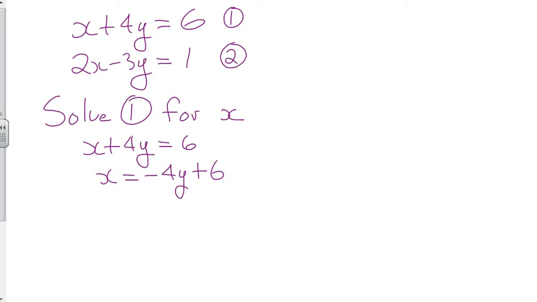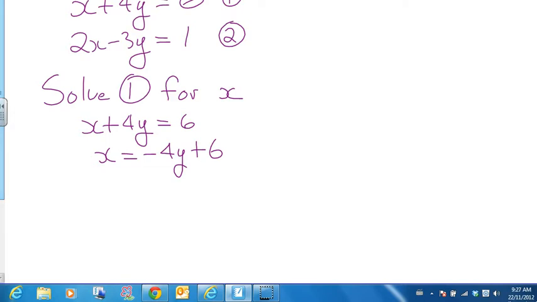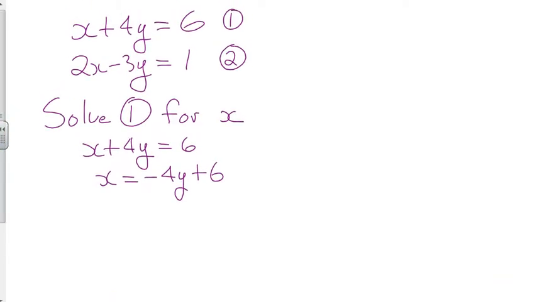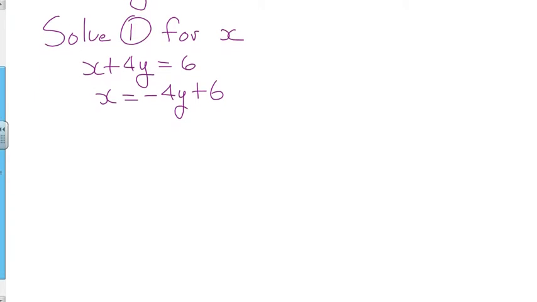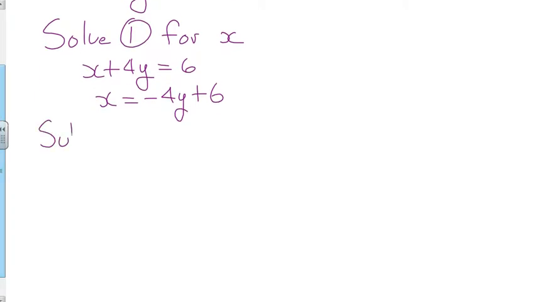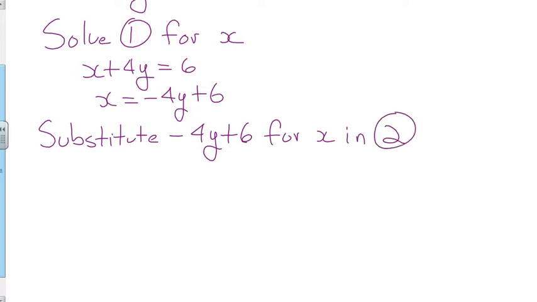Next, we're going to substitute. So what an equal sign says is, whatever's on the left-hand side is the same as whatever's on the right-hand side. So wherever I see an x, what can I do? I can substitute negative 4y plus 6, which you might want to write as 6 minus 4y. Okay, so we are going to substitute negative 4y plus 6 for x in equation 2.